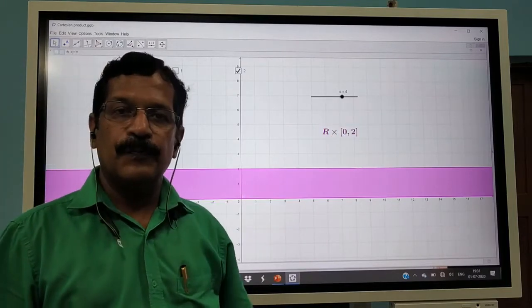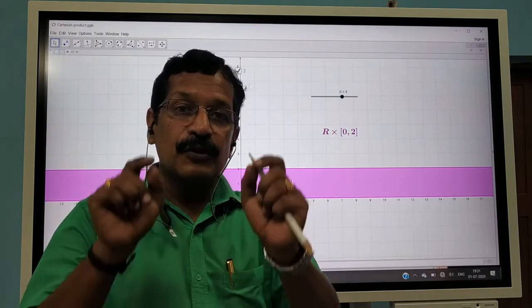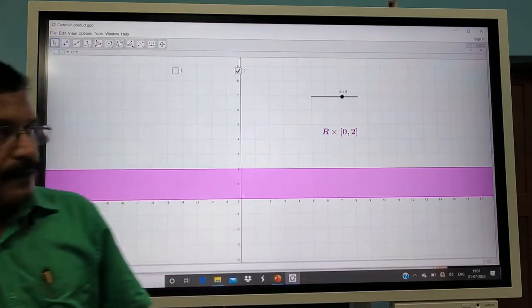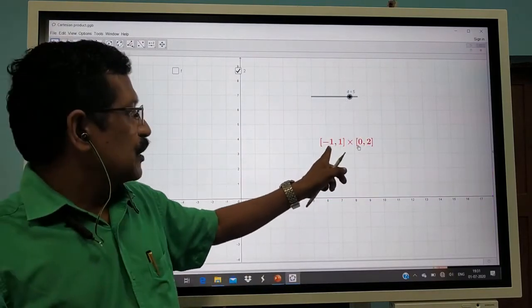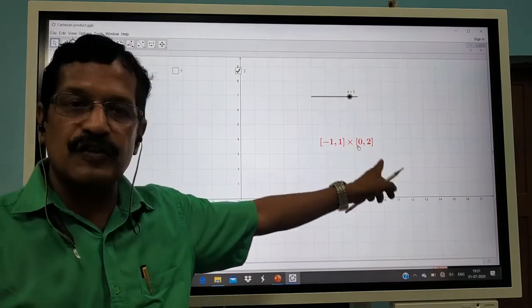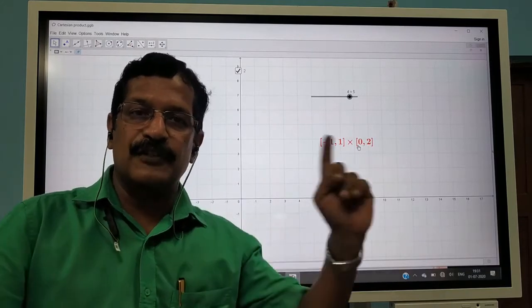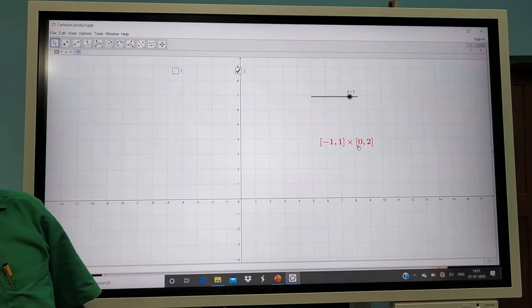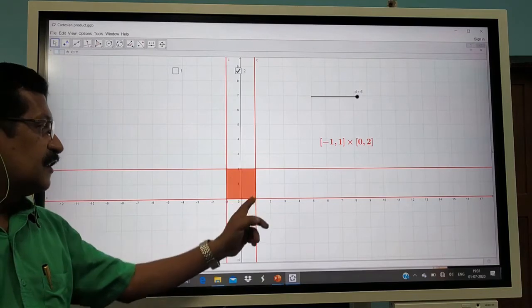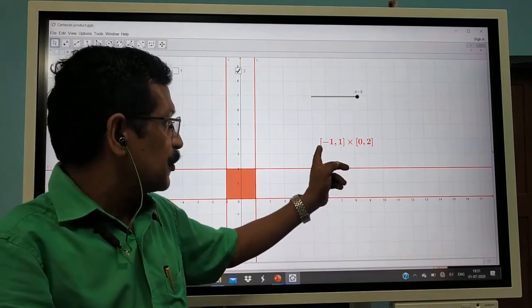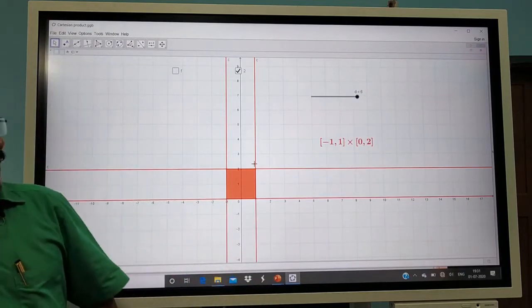Now, let us think about the Cartesian product of two closed intervals. I am taking the intersection of these two, that is, the closed interval [-1, 1] cross the closed interval [0, 2]. What will the Cartesian product be? That Cartesian product will be the intersection of the previous two cases, that is, this one. So all the elements in this region are elements of the Cartesian product [-1, 1] cross [0, 2]. Now it's clear.